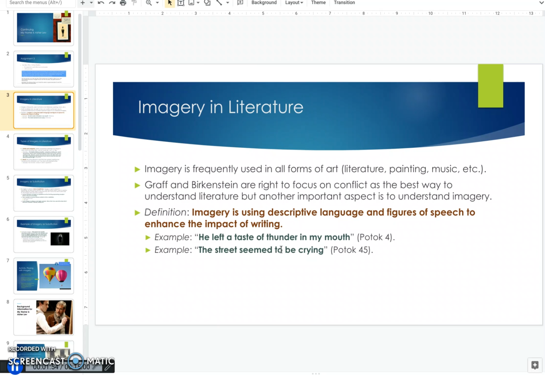He left a taste of thunder in my mouth. The streets seemed to be crying. Think of how the images of thunder in the mouth and a street crying add an emotional texture to what is being said, but also create a picture that we can immediately understand. The street seemed to be crying: we imagine it being very wet and drizzly and sad. Thunder in my mouth makes it feel kind of angry, a lot of energy coming out, thunderous and loud. So imagery is just a way of adding more description to writing rather than just saying he spoke with a loud voice.